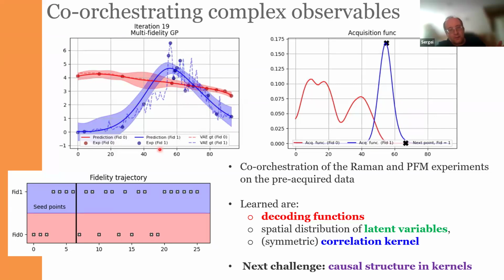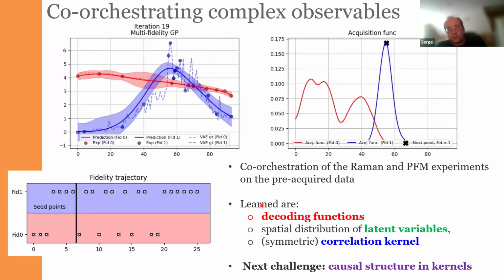Look at how many measurements it has taken. In this case, it's about 25 measurements. So we had 7 seed points. This is the fidelity trajectory. This is our algorithm deciding to measure one parameter or the other parameter. And then you see that we were actually able to reconstruct the models reasonably well.